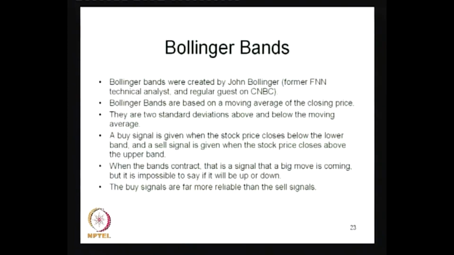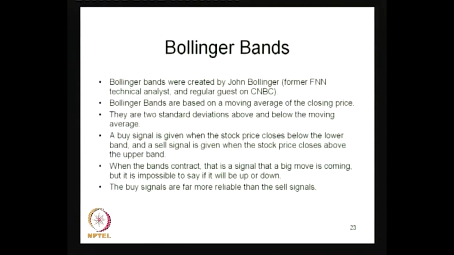Then what exactly do we do here? The Bollinger Bands are nothing but two standard deviations above and below the moving average. From there we can say that if you see the stock price closes below the lower band, that means there is an expectation that the price will go up in the future, which is why you should buy the particular stock. But if the stock price closes above the upper band, that means the upward movement is already reflected. So in the future we can guess that the price may go down.